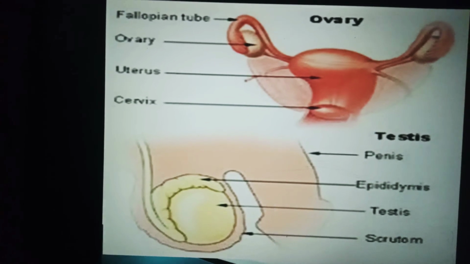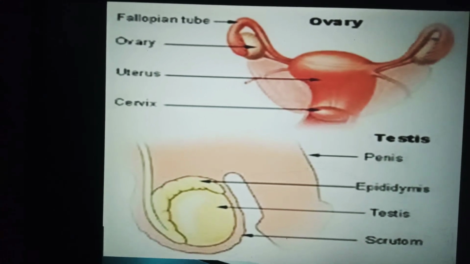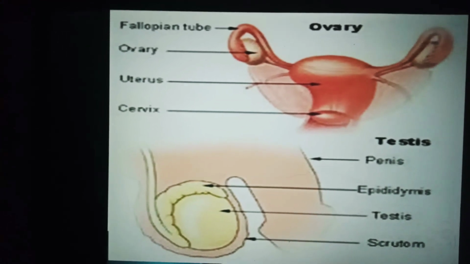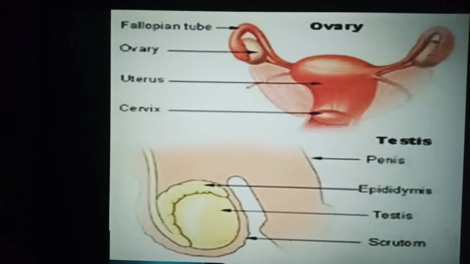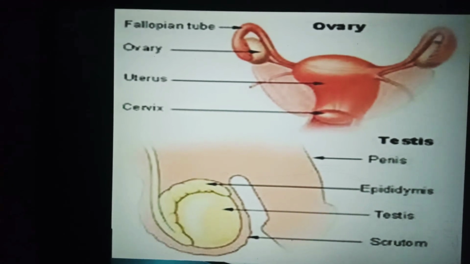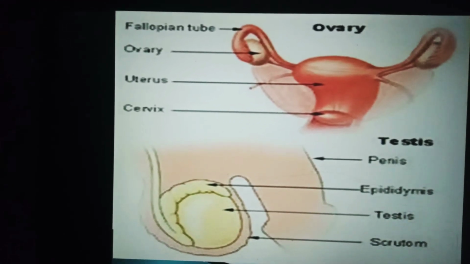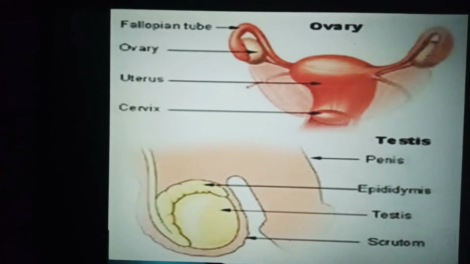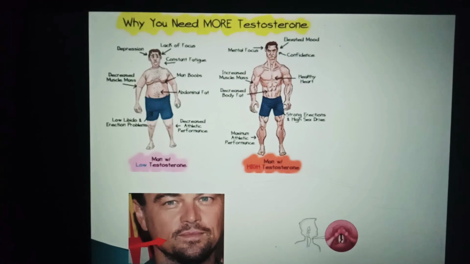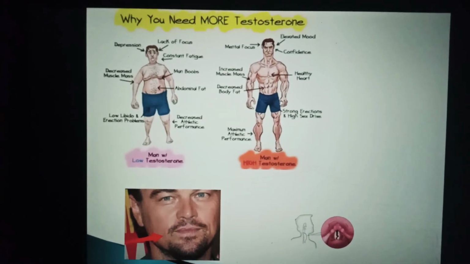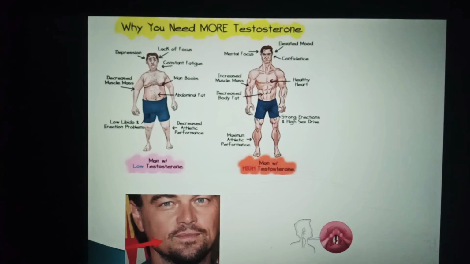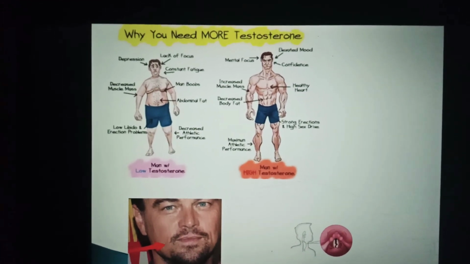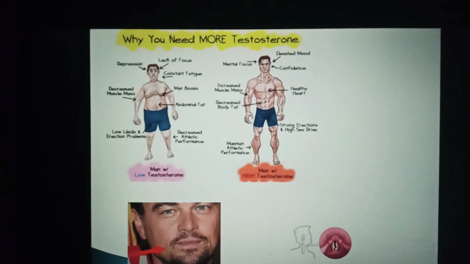The next one is gonads. Testes and ovaries are the male and female reproductive organs which are known as gonads. In addition to producing gametes, gonads also secrete hormones called sex hormones. Testes secrete the hormone testosterone, which is responsible for the development of male secondary sex characters such as growth of hair on face and coarseness of voice.